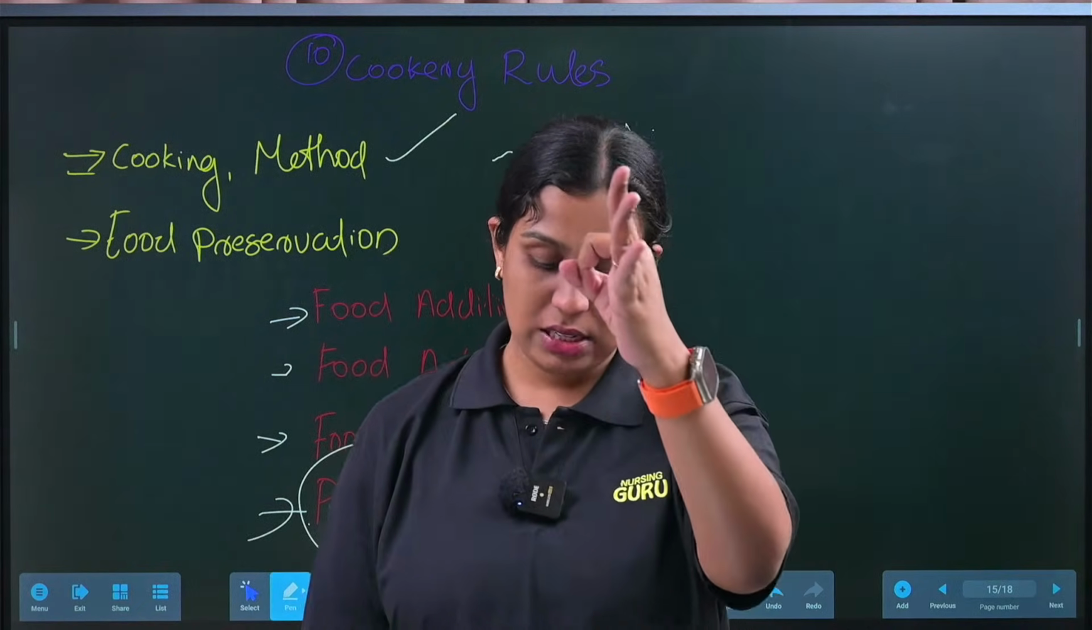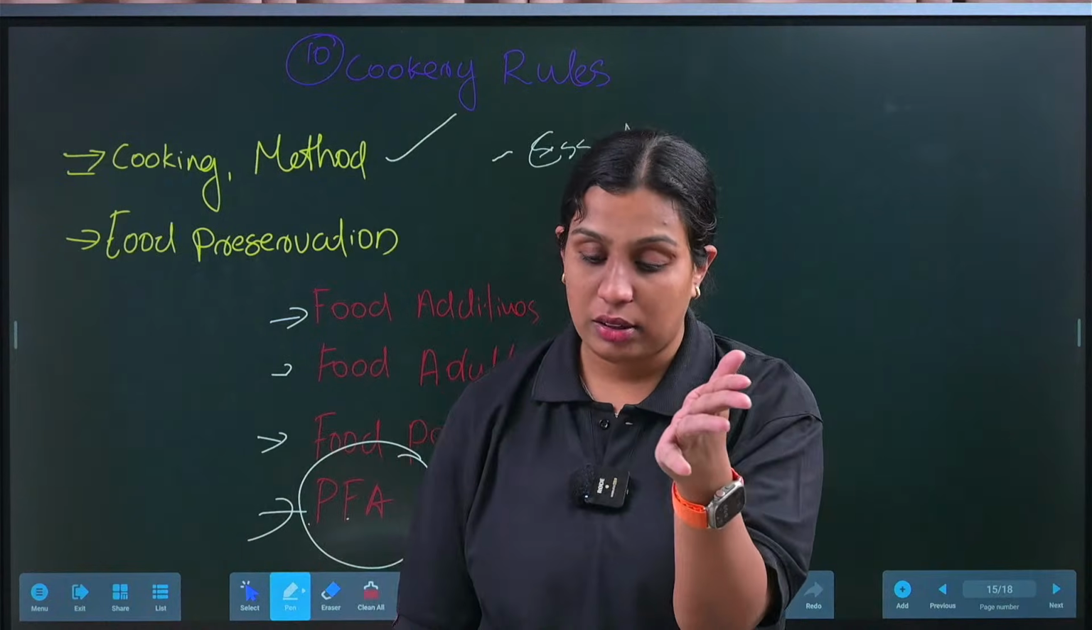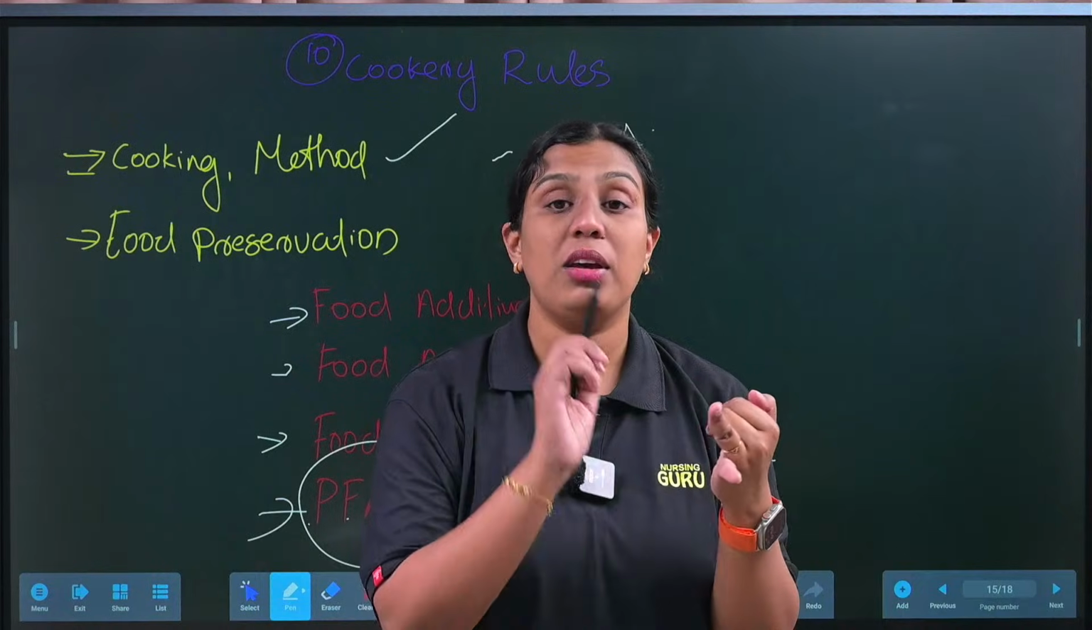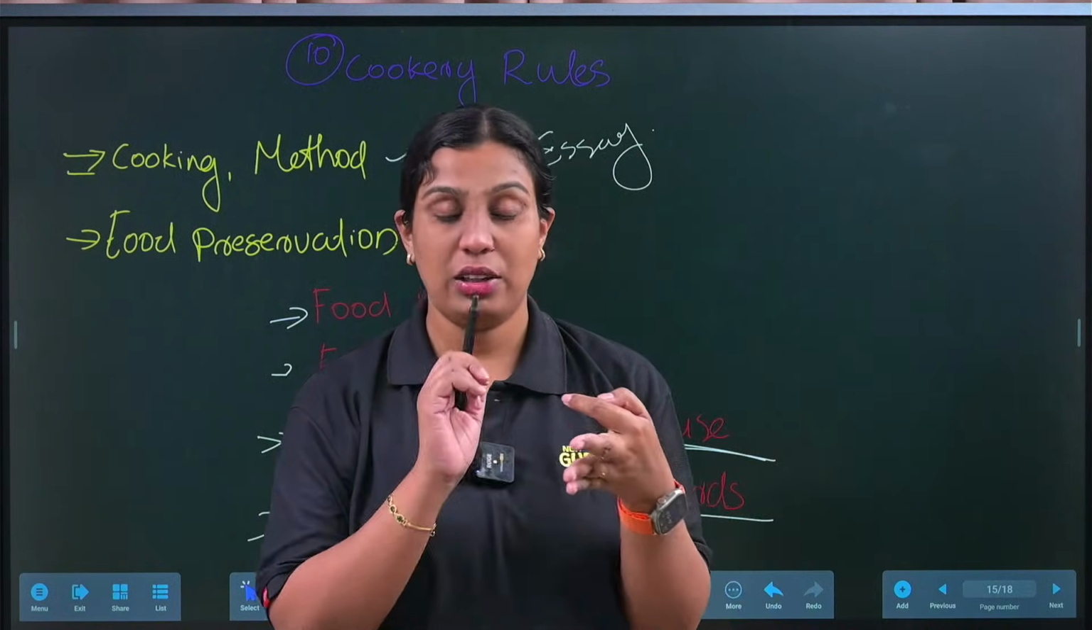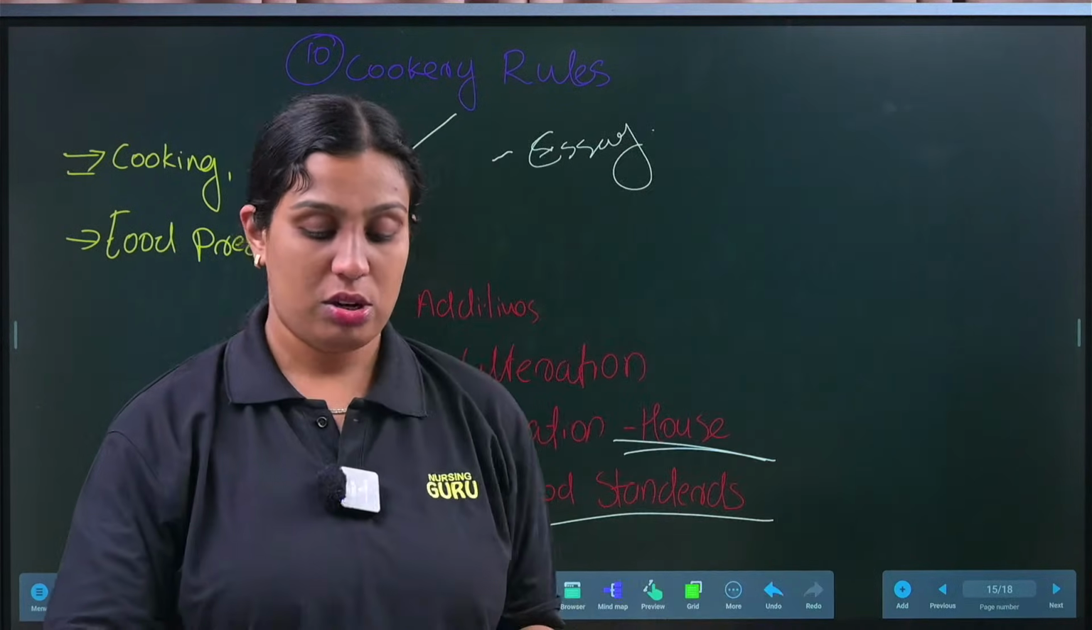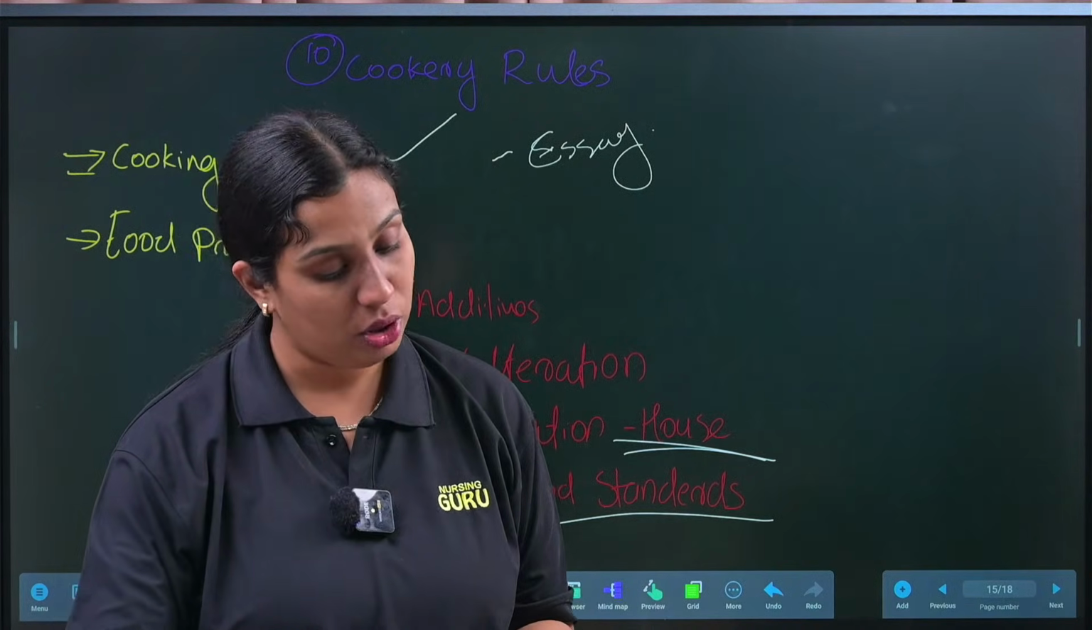Again, food adulteration. Roasting. Define poaching. Okay. Bring out some advantages of poaching. And steaming, grilling. Steaming, grilling, and food safety. Clear? Okay, so this is one of the important topics.